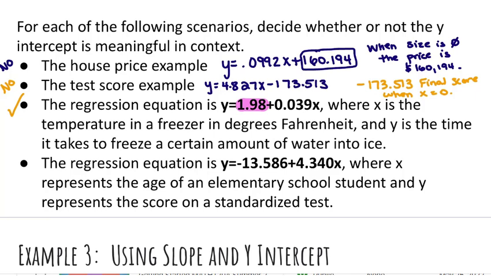What about this one? A regression equation of y equals negative 13.586 plus 0.4340x, where x represents the age of an elementary schooler, and y is the score on a standardized test. So the score on the test is negative 0.13586 when the student is age 0. That would be a no, because 0 is how old you are when you're born. So that doesn't make sense either. So the only one in this case that made sense was this third one.